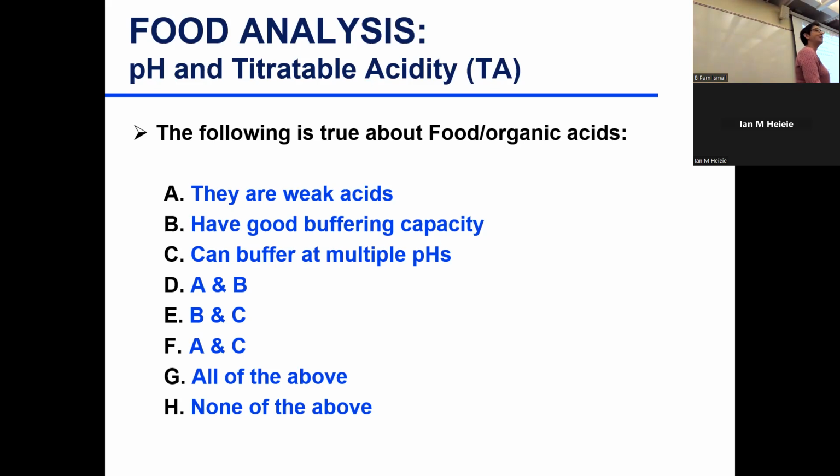What else? Malic acid in apples. Okay, what else? Lactic acid. Lactic acid in? Yeah, dairy. Okay, so in milk products. Tartaric acid in grapes, for example. So these are all organic acids, and what do we know about them? Are they weak acids? Do they have good buffering capacity? Can they buffer at multiple pHs?